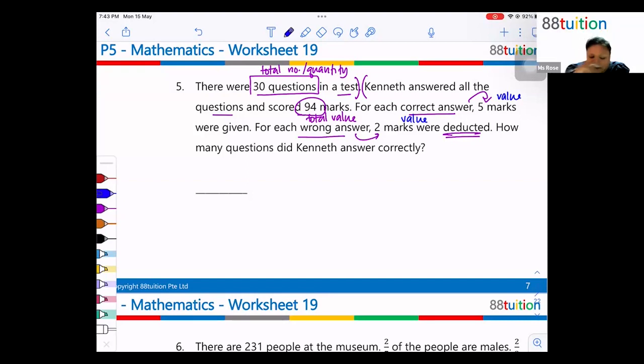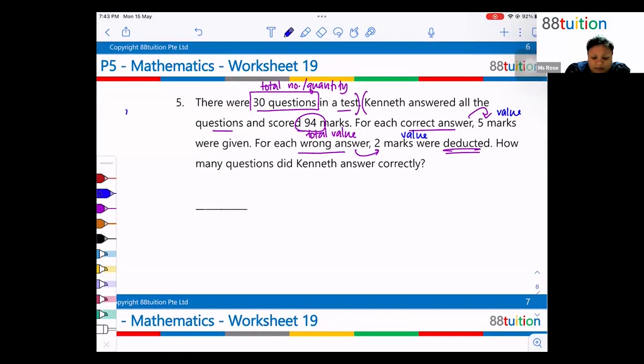Yes, okay. So in this question, take note, you can either use assumption or you can use supposition, or some of you call it guess and check. Okay, now, but you have to be very careful when you solve this kind of question, okay? Because when you get correct answer, you plus 5 marks. But when you get wrong answer, you minus 2 marks.